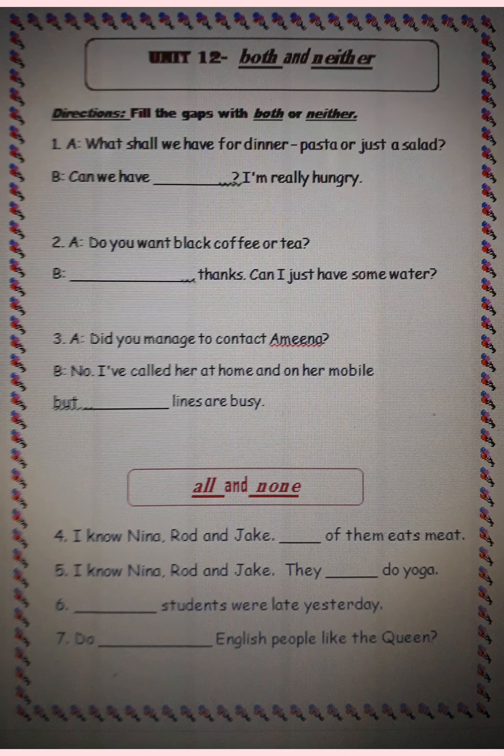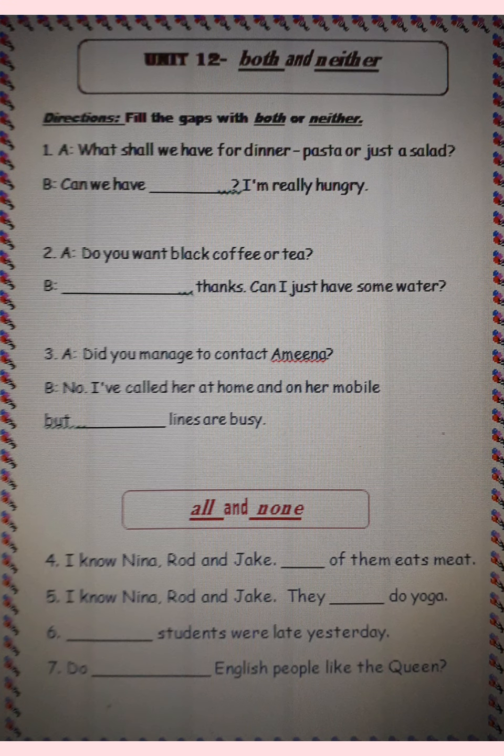Directions. Fill the gaps with both or neither. Number 1. What shall we have for dinner? Pasta or just a salad? Can we have both? I'm really hungry. Number 2. Do you want black coffee or tea? Neither. Thanks. Can I just have some water?